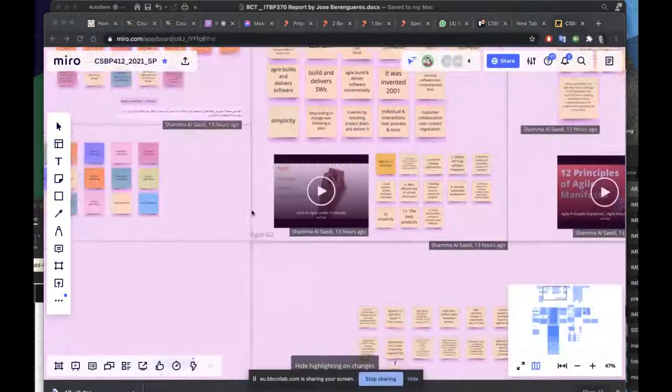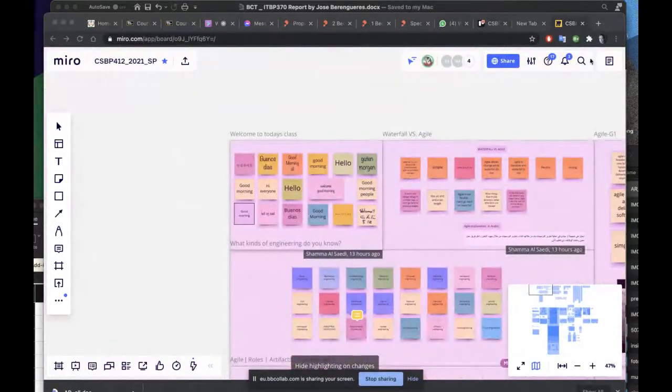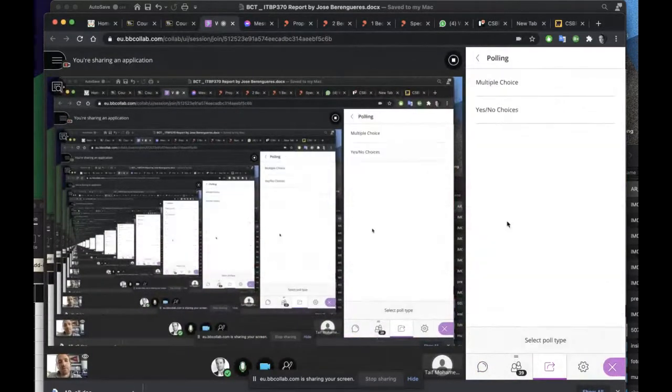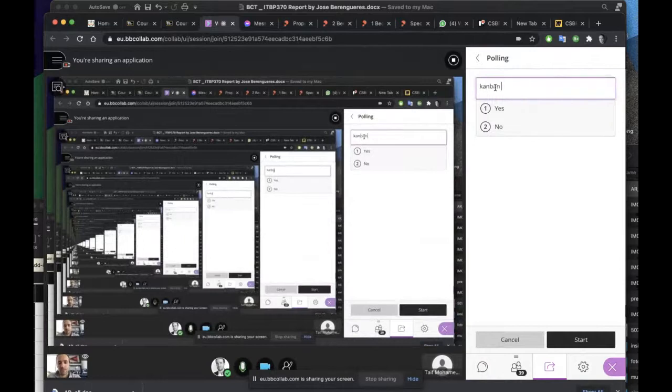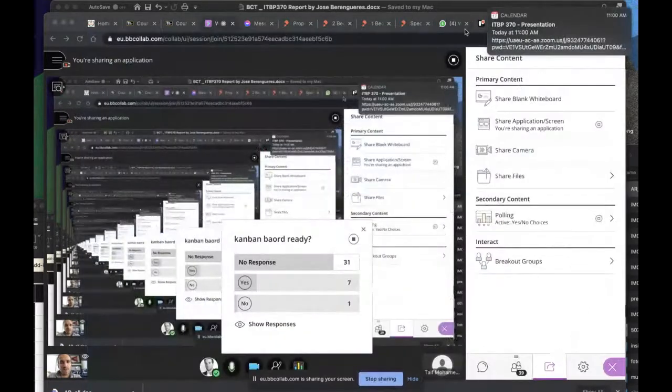Did you start your Trello Kanban boards for your teams? Yes, no? I'm going to send a small quiz. Kanban board ready? Excellent. Did you use Trello? Yes? Wonderful.